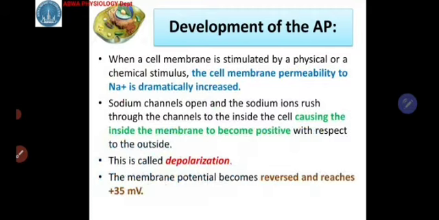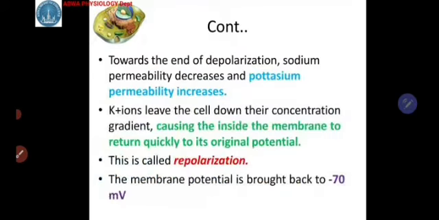Development of action potential. When the cell membrane is stimulated by a physical or chemical stimulus, the cell membrane permeability to sodium is dramatically increased. Obviously, the sodium channels open and the sodium ions rush inside the cell, causing the inside of the membrane to become positive with respect to the outside. This is called depolarization. I will explain in this diagram: the membrane potential becomes reversed and reaches plus 35.